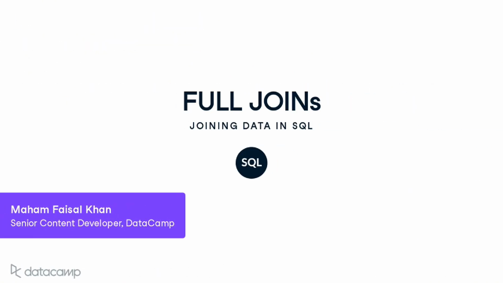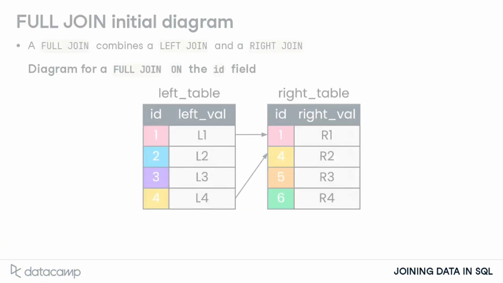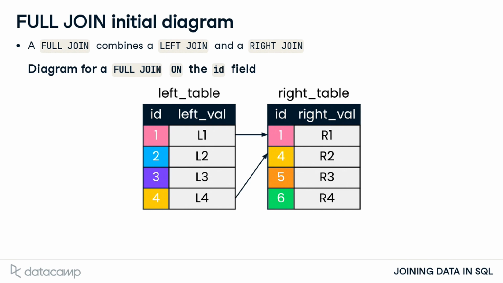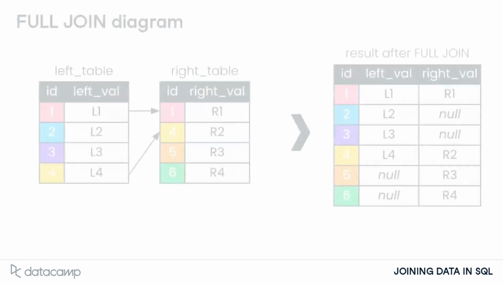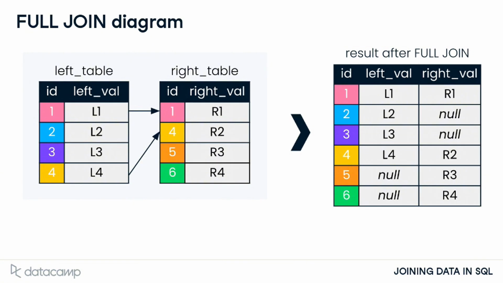Full join is the last of the three types of outer join. We'll compare full join to the two other types of join we've learned, left join and right join, as well as to inner join. A full join combines a left join and a right join. As you can see in this diagram, no values are faded out as they were in earlier diagrams. This is because the full join will return all IDs irrespective of whether they have a match in the other table being joined. Let's have a look at the result after full join.